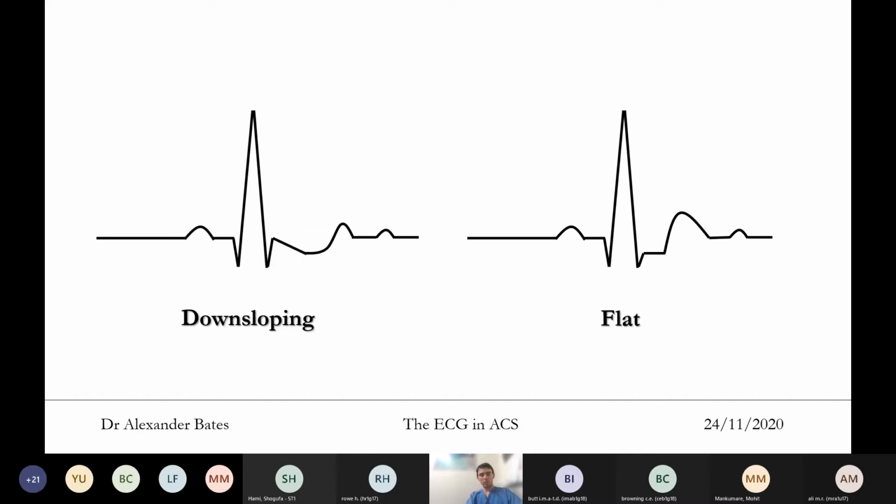These are what we're more concerned about: downsloping ST depression and flat ST depression. You will also see that the ST depression often merges into the T wave and gives the T wave quite an unusual appearance. Sometimes it's biphasic, and it often makes it look very, very unusual. This unusual ST and T wave morphology gets us very concerned.